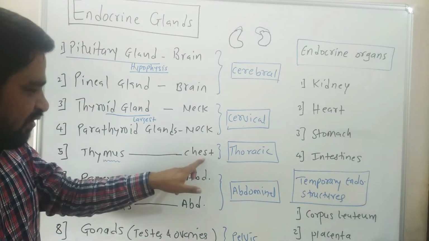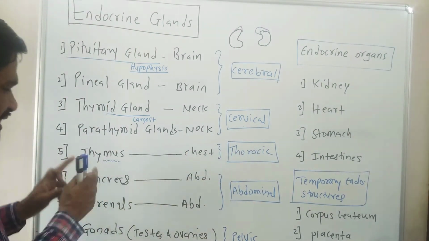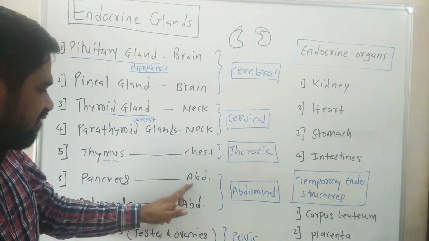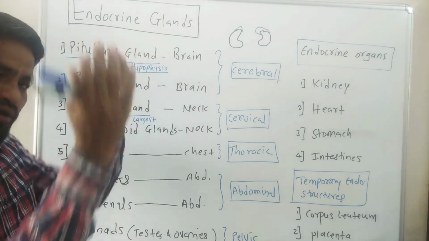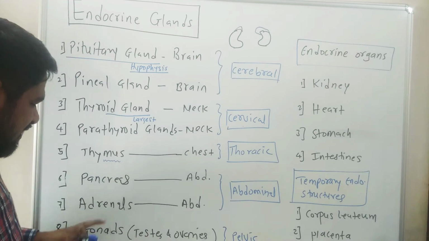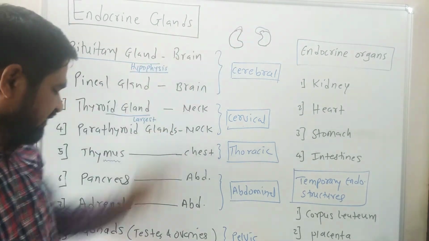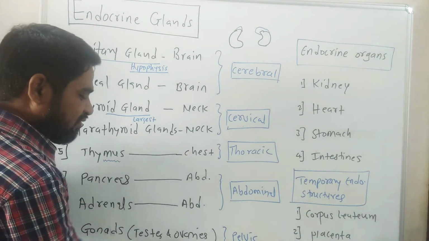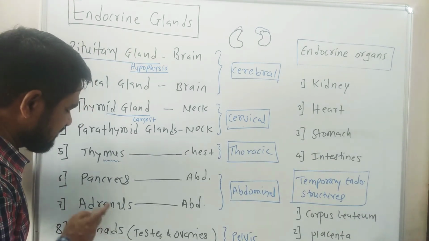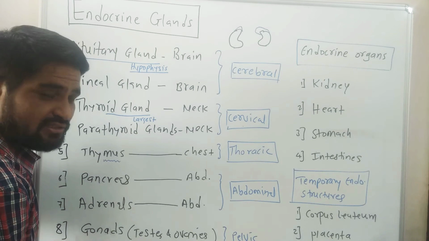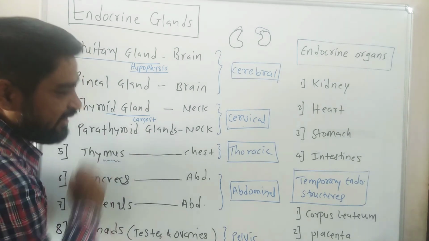This is the thymus located in the chest. We can say this is thoracic. Then the pancreas is located in the abdomen, in the loop of the duodenum, just below the stomach. Then these are the adrenals, which are located on the upper pole of each kidney. And these are the gonads, testes and ovaries. The pancreas and gonads, testes and ovaries, are mixed or heterocrine glands.